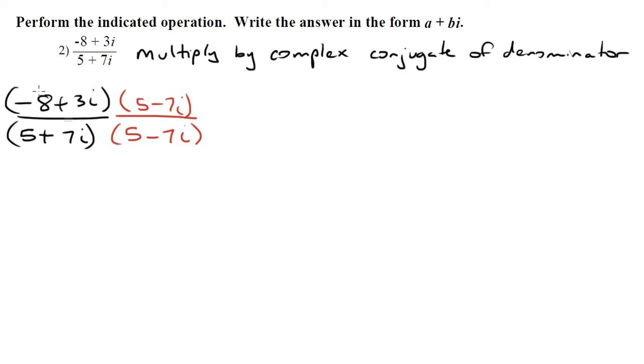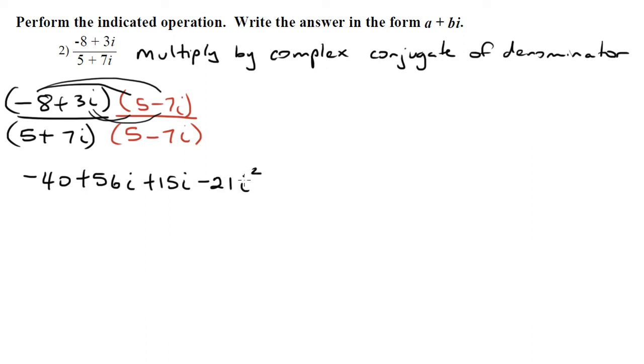Multiply, we can distribute here. Negative 8 times 5 is negative 40. Negative 8 times negative 7i is positive 56i. 3i times 5 is 15i. 3i times negative 7i is negative 21i squared.